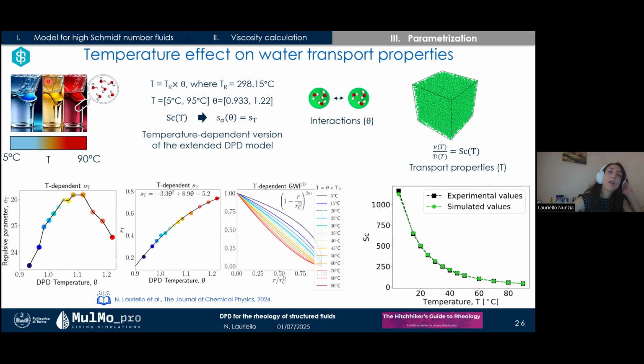developed a top-down parameterization methodology to account for temperature effects in both conservative and non-conservative interactions to fit temperature-dependent transport properties. In this way, we are able to simulate liquid water at different temperatures, predicting correctly transport properties, and in particular, the Schmidt number over the whole liquid temperature range.